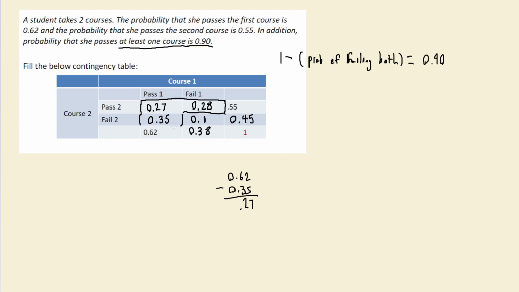And so these three, if we add them all together, should represent the probability that she passes at least one course. So we could check our work here. If we add these all together and they equal 0.9, then we'll know that we've done the problem right. And if you add all three of these values together, 0.27 plus 0.28, that's going to be 0.55, plus 0.35, that's going to be 0.9. So it at least appears that we've done this correctly.